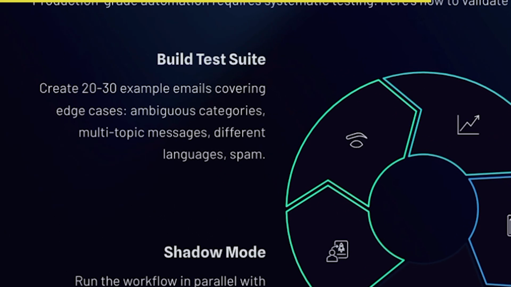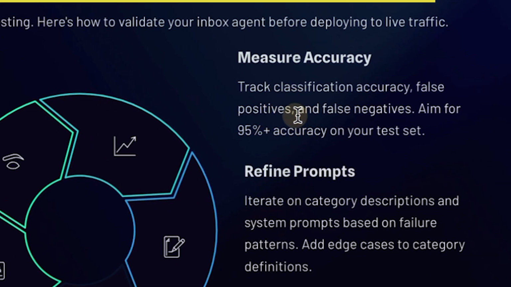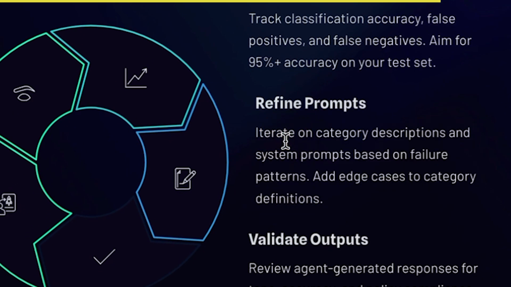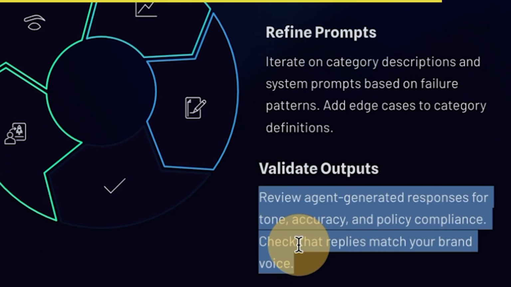We want to create 20 to 30 example emails covering edge cases, ambiguous categories, multiple topics, and so forth. You want to then track classification accuracy. So is everything accurate, or are there false positives, false negatives, and so forth? Aim for 95%. You want to refine the prompt, so you want to iterate on categories, descriptions, and so forth. You want to validate the output, so you want to review the agent and make sure it generates good responses.